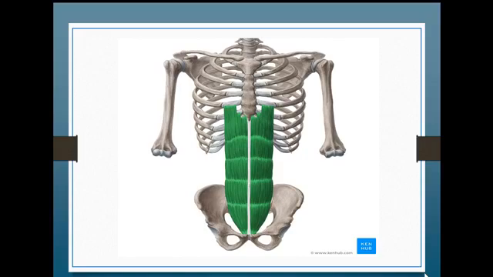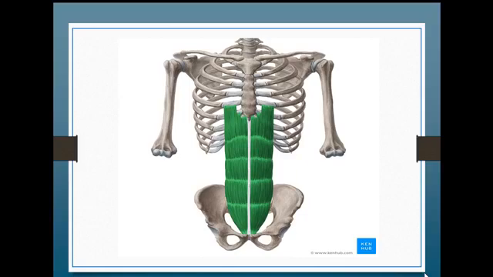Here you can see the basic anatomy of the muscle. As you can see in this picture, it originates from the pelvis, from the pubic crest and the symphysis pubis, and goes all the way up to the 5th, 6th and 7th costal cartilages and the lower part of the sternum.